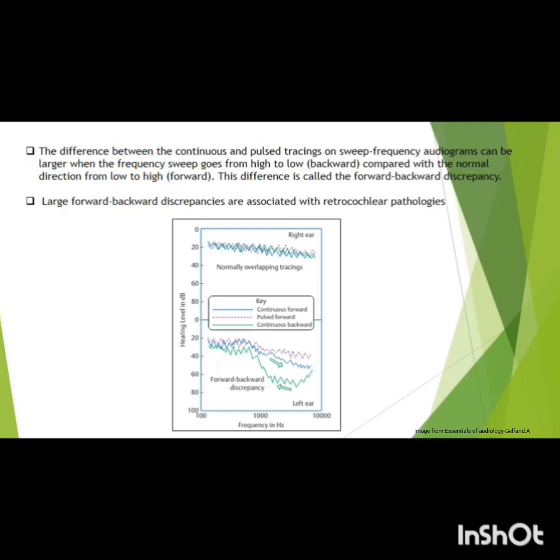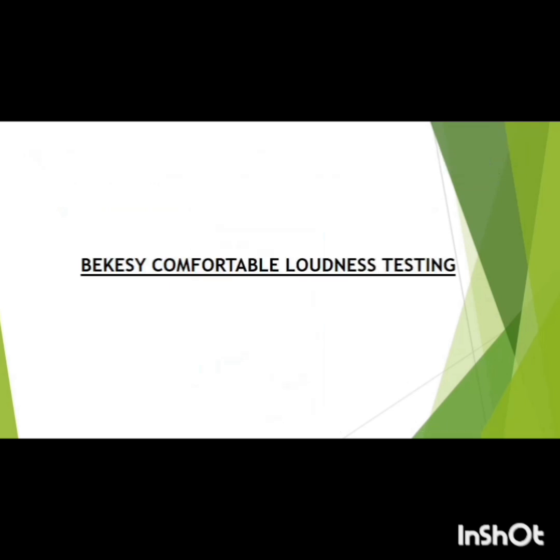In the given diagram, the first one has no discrepancy, indicating normal hearing. In the second one, there is a greater discrepancy in forward and backward tracking at higher frequency, hence indicating retrocochlear pathology. Moving on to Bekesy comfortable loudness testing.